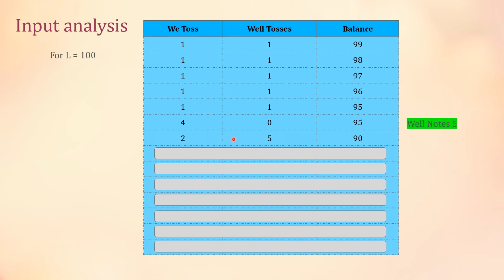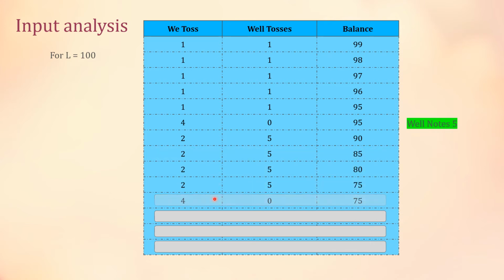So now you can toss 2 coins, then the well tosses 5 lilies, balance is 90, and let's keep doing this for some time. After doing this 4 times, the well has already tossed 5 into 4 is 20, and 20 plus 5 is 25. So now the well notes down 25 lilies it has already tossed. It will count everything, remember that. After this, if we toss 2 coins, we get 25 lilies.